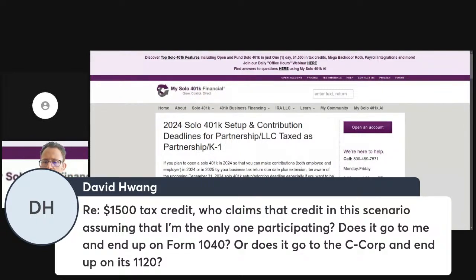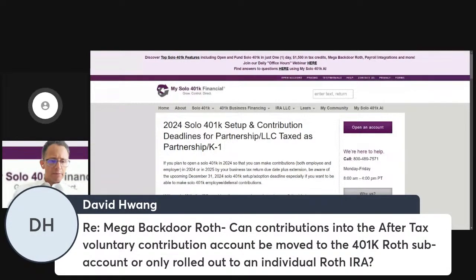All right. Looks like we got another question here from David. Mega Backdoor Roth, can contributions into the after-tax voluntary contribution account be moved to the 401k Roth sub-account or only to an individual Roth IRA? Good question. Let me share. So the answer is they can be. The voluntary after-tax solo 401k contributions can be converted over to the Roth solo 401k or to the Roth IRA. We find that most clients convert it to the Roth solo 401k, and I'm going to share with you why here in a moment. Let me pull up that screen here and I'll share that with you.